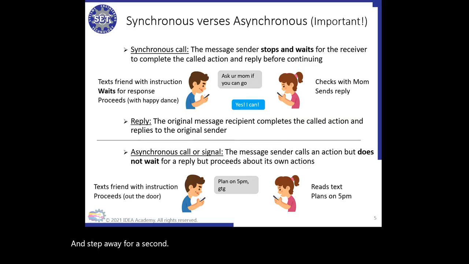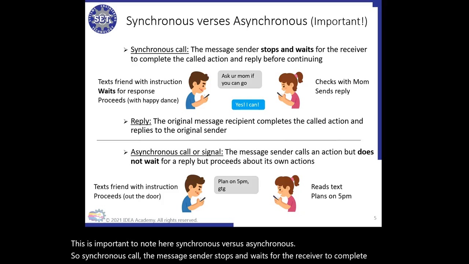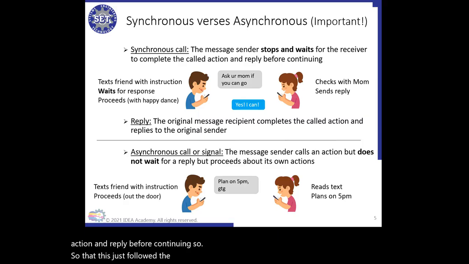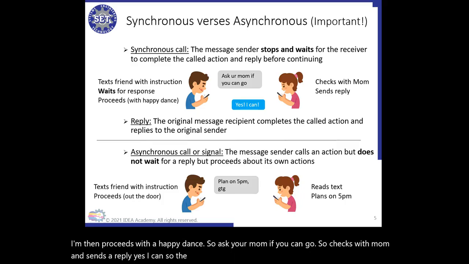This is important to note here: synchronous versus asynchronous. A synchronous call, the message sender stops and waits for the receiver to complete the call action and reply before continuing. Let's follow the flow here. Text a friend with instruction, wait for a response, and then proceed with a happy dance. So ask your mom if you can go. She checks with mom and sends a reply, yes I can. So the reply: the original message recipient completes the call action and replies to the original sender.